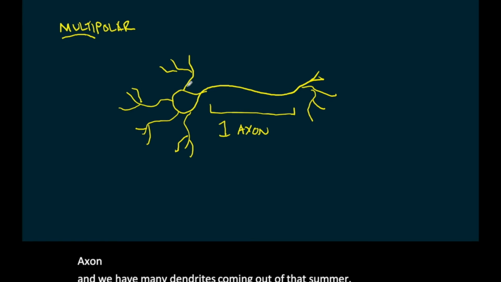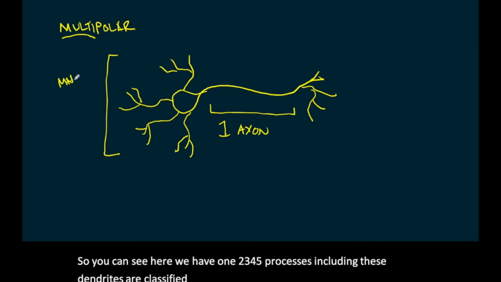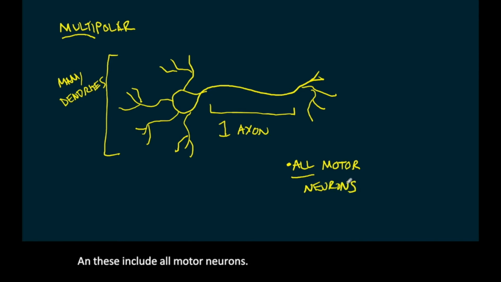So we can see here we have 1, 2, 3, 4, 5 processes, including these dendrites. So they're classified by many dendrites. And these include all motor neurons. All right, so that's multipolar neurons.